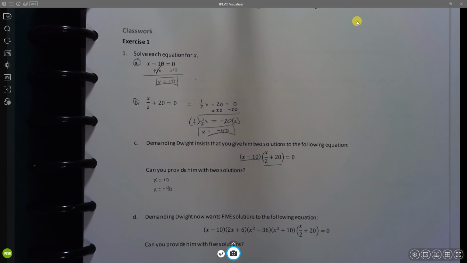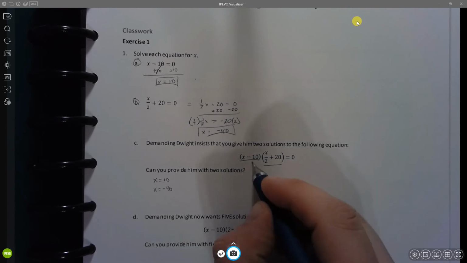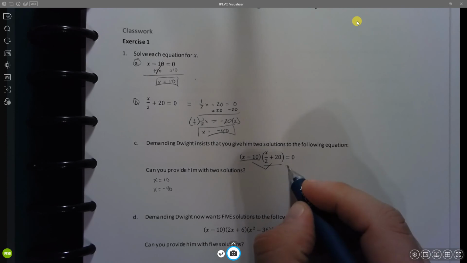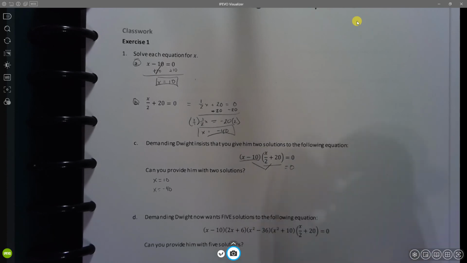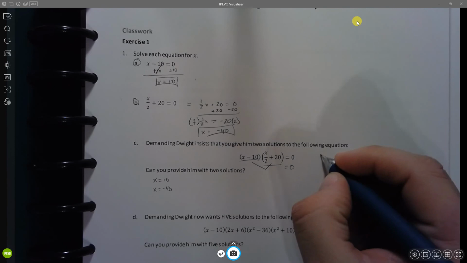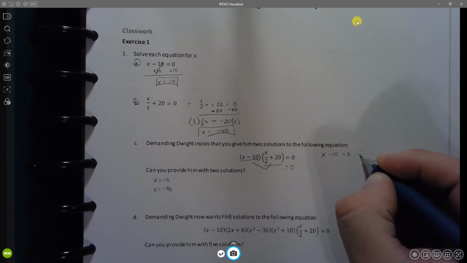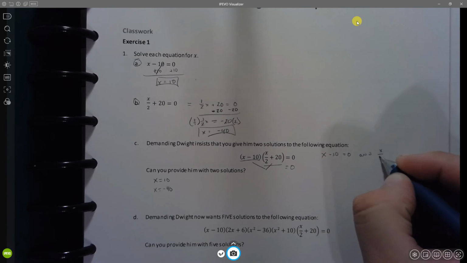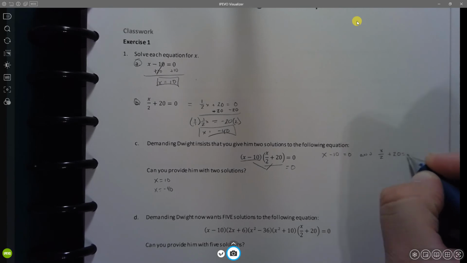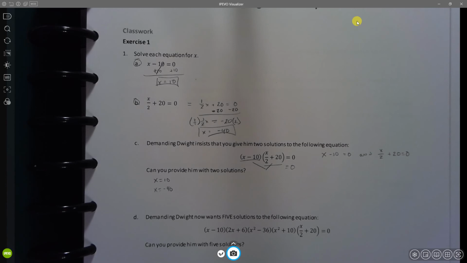There is. Okay. So when you're working with factored expressions like this, and they're set equal to 0, what you can do is break up the factors and set them equal to 0. x minus 10 equals 0, and x divided by 2 plus 20 equals 0. If you set each individual factor to 0, you can come up with the solution. Okay? Easy peasy. All right?